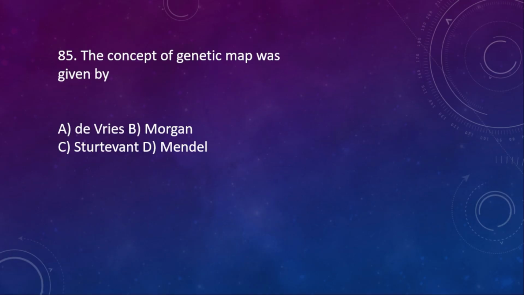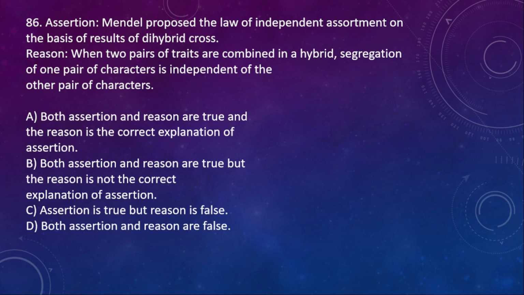85. The concept of genetic map was given by... Option C.